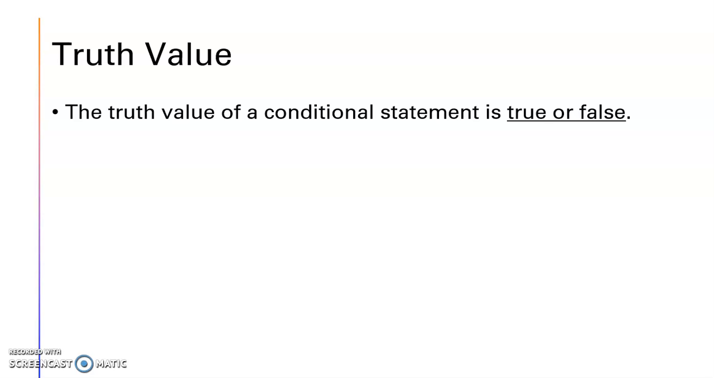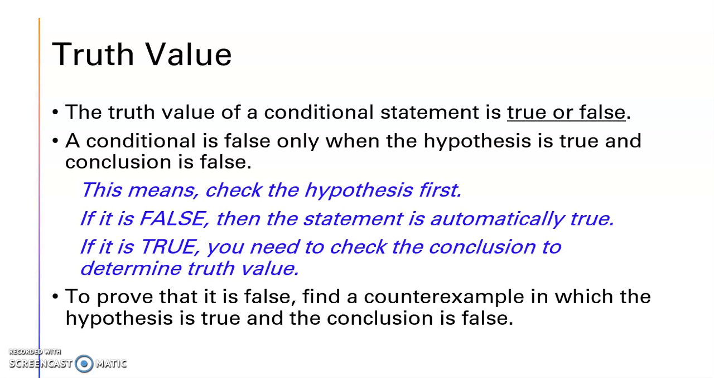Now, how do we determine truth value for a conditional? That's a little interesting. Okay, a conditional is false only when the hypothesis is true and the conclusion is false. So this means that you check the hypothesis first. Always look at that first. If the hypothesis could never happen, just write true for the entire statement. Okay, if the hypothesis is true, then check the conclusion to see if that's also true. If both of them are true, then the entire statement is true. Okay, if the first part is true and the next part is false, then the entire statement is false.